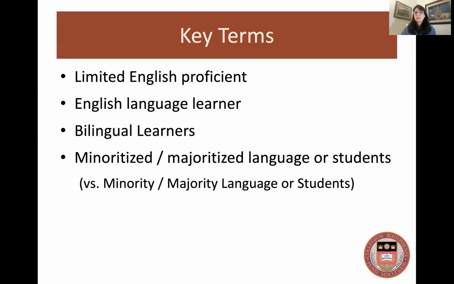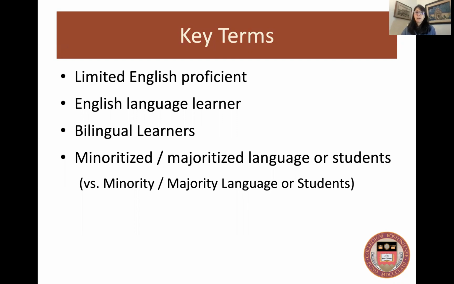So some key terms that are important as we move on with the course: the term limited English proficient is a deficient term, a term that refers to English learners from a deficit perspective, that they're limited. This is an old term used prior to the new law. The new law suggests the term English language learners, which is preferred by most states. Some of us prefer the term bilingual learners because of the additive perspective of bilingualism.